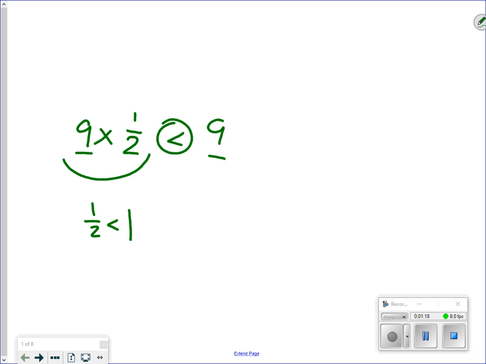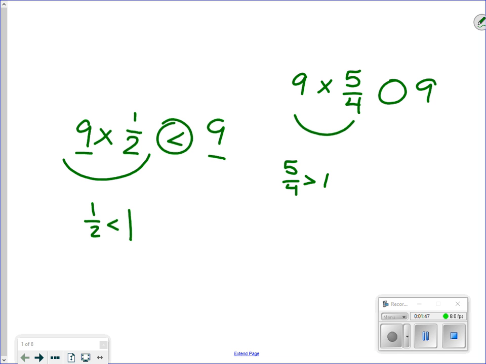What if I did 9 times 5/4? What would my end product be compared to 9? Greater. Why? Because it's greater than 1. How do you know that 5/4 is greater than 1? Because it's improper. Because 5 is bigger than 4, it's larger than 1 because it's improper. So because this is greater than 1, your end product is going to be larger than your first factor, or your original number.